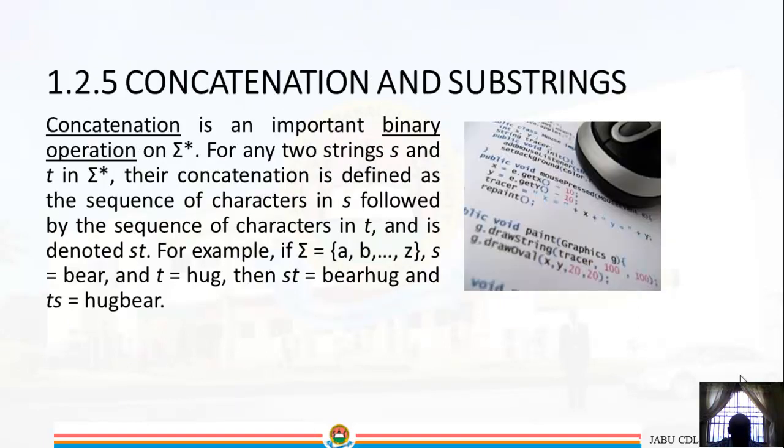Now, concatenation and substring. These are part of the terminologies that are in line with formal language. Concatenation is an important binary operation on E star. For any two strings S and T in E star, their concatenation is defined as the sequence of characters in S followed by the sequence of characters in T and is denoted by ST. For example, if the alphabet is equal to A to Z, and S is beer and T is dog, then ST is beerdog and TS is dogbeer. That's the concatenation.